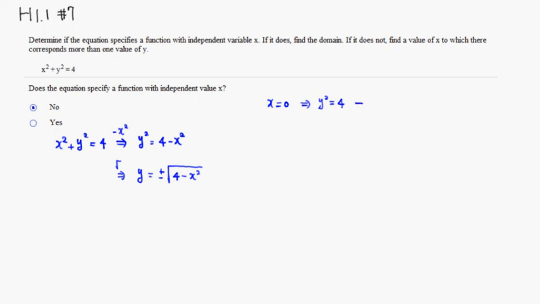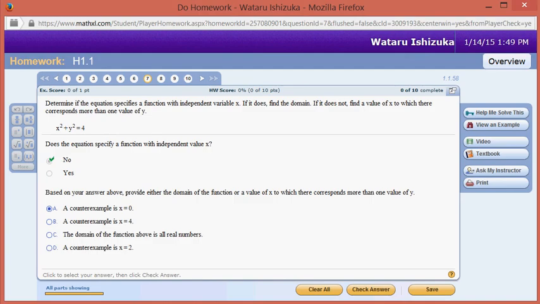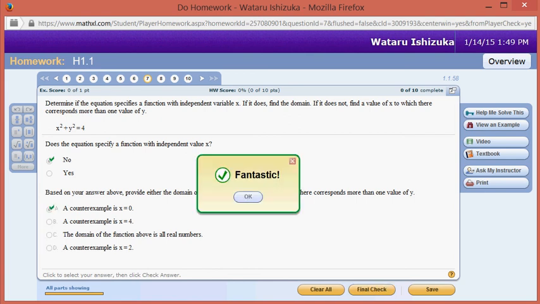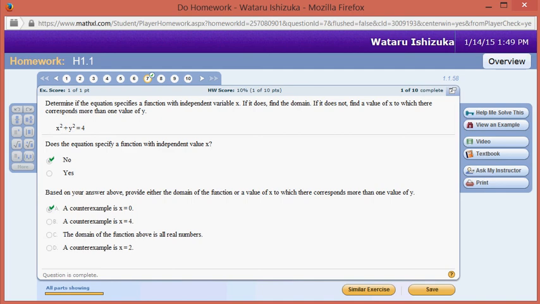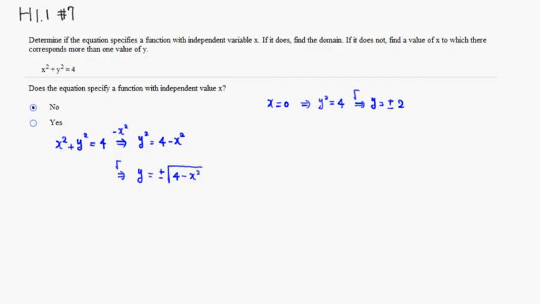Again, if you take the square root of both sides, you will end up with two separate y values: plus or minus the square root of 4, which is 2. So for a single x value, you would have two separate y values, which are positive 2 and negative 2. Therefore, part A would be a good answer. So check the answer. All right, we got it. All right, that's it. I hope that this was clear.